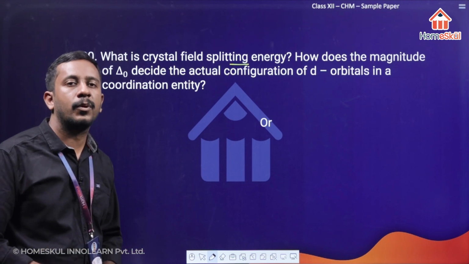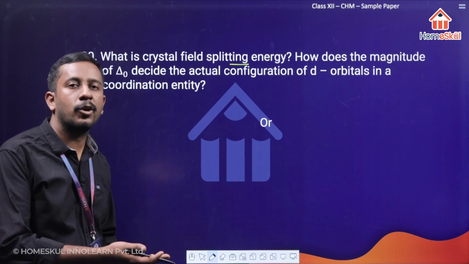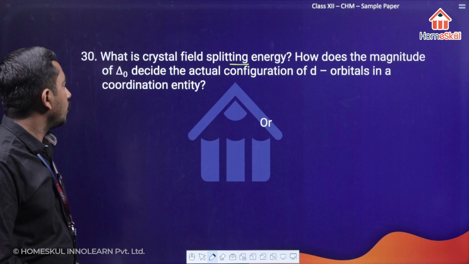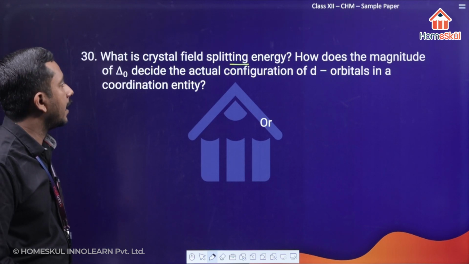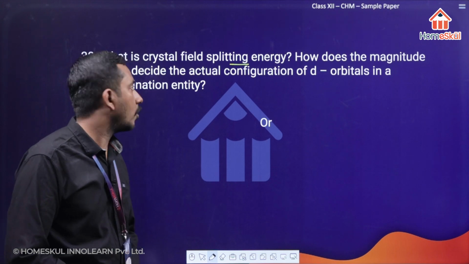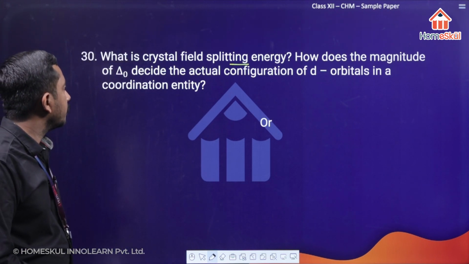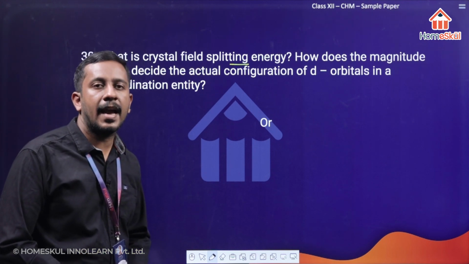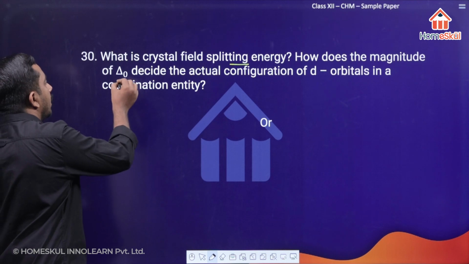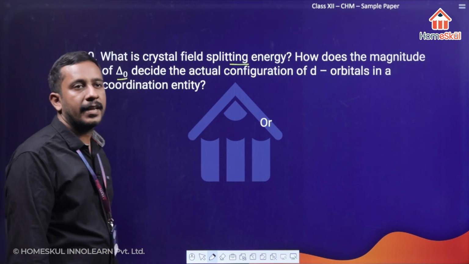The magnitude of that splitting depends upon the strength of the ligand that is coming, and the type of splitting depends upon the type of compound that is formed, whether the compound is going to be square planar, octahedral or tetrahedral. Right? And how does the magnitude of delta octahedral decide the actual configuration of d orbitals in a coordination entity or coordination species? There will be a comparison between the splitting energy and the pairing energy. Here we are specifically asked about the octahedral splitting.